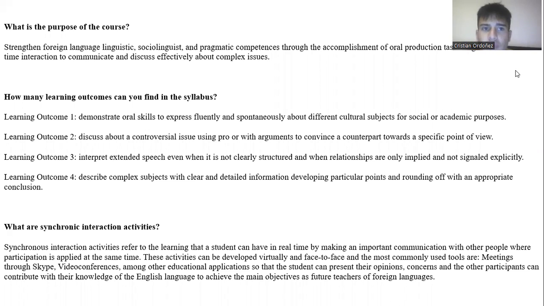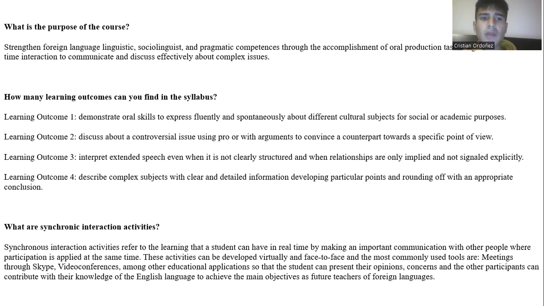What is the purpose of the course? Extending foreign language, linguistic, sociolinguistic, and pragmatic competence through the accomplishment of oral production tasks in given sets of real-time interaction to communicate and discuss effectively about complex issues.